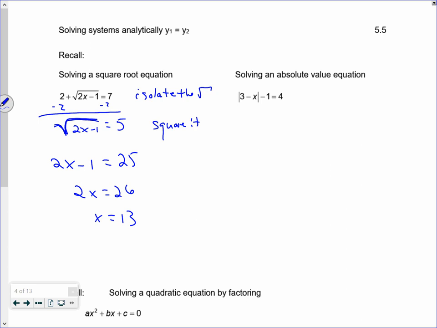All right? Solving an absolute value equation, similar method, we want to isolate the absolute value with all that stuff in it. So we're going to add 1 to both sides. And now we need to remove those bars. And take just a second to think, see if you remember what also has to happen whenever you remove those bars.